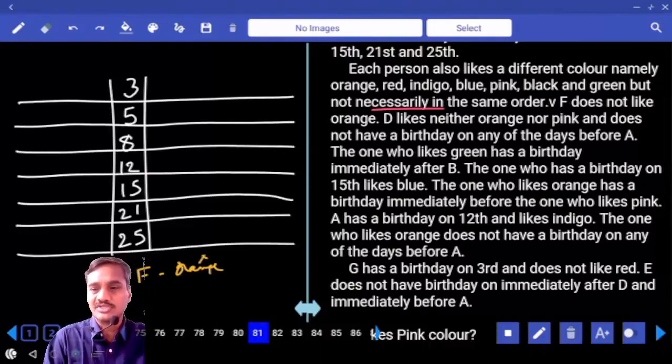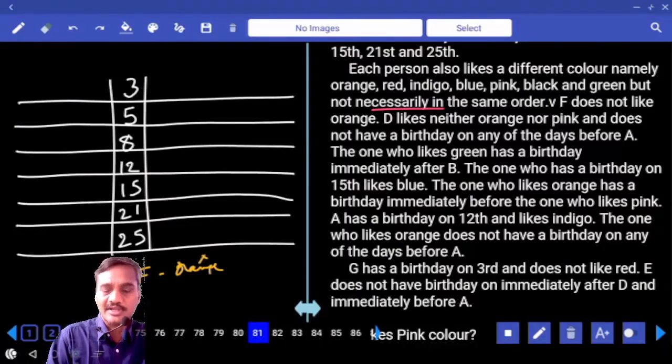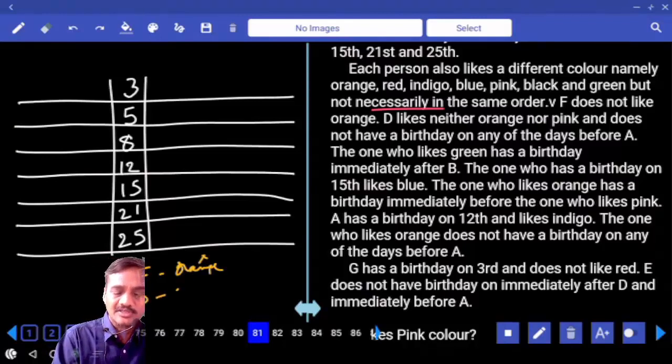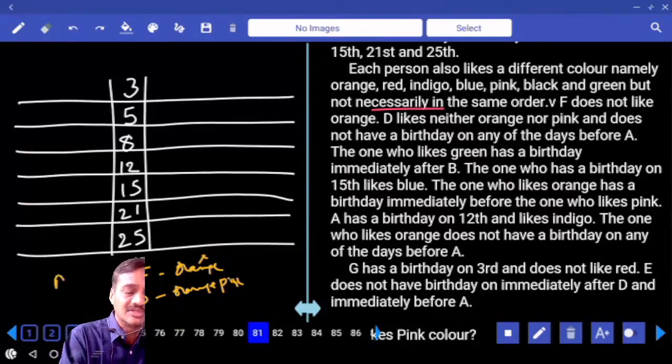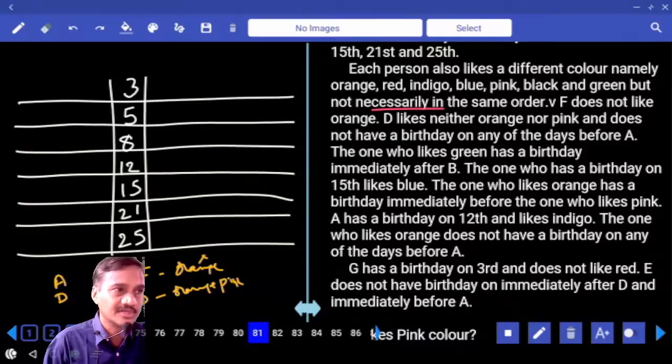And D likes neither orange nor pink. D, neither orange nor pink. And D does not have a birthday on any one of the days before A. Now D is having a birthday after A. And there you go. And next one.